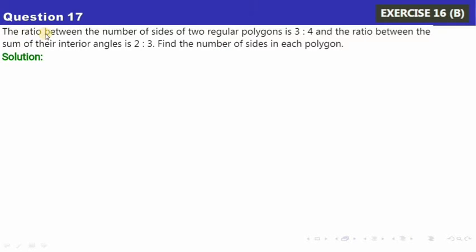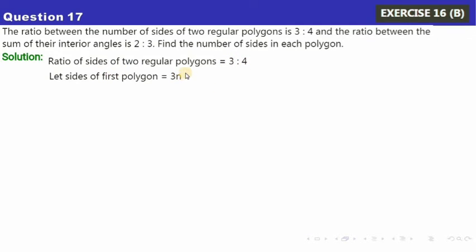The question says the ratio between the number of sides of two regular polygons is 3:4. Okay, so it is given to be 3:4, remember, and the ratio between the sum of their interior angles is 2:3. Find the number of sides in each polygon. So basically there are two regular polygons whose number of sides are in the ratio 3:4. That means if the first one has 3n sides, then the next one will have 4n sides.